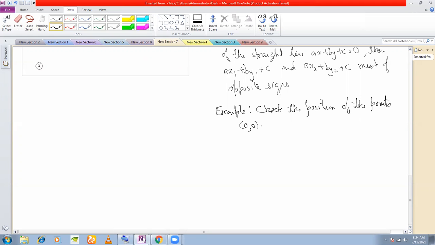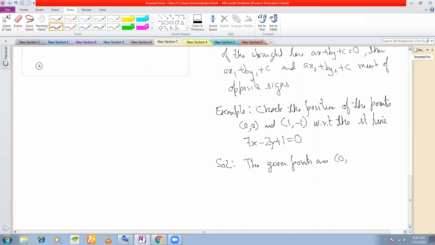Zero, zero, and 1, minus 1 with respect to the straight line 7x minus 2y plus 1 is equal to 0. You need to check the position, that is, whether these 2 points are on the same side of the line or on the opposite side, right? So here the given points are 0, 0 and 1, minus 1.